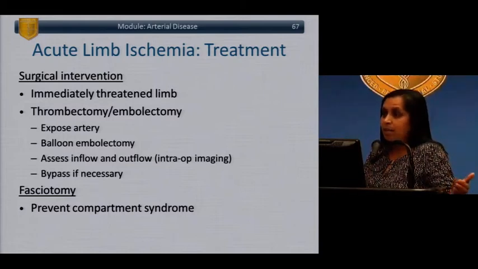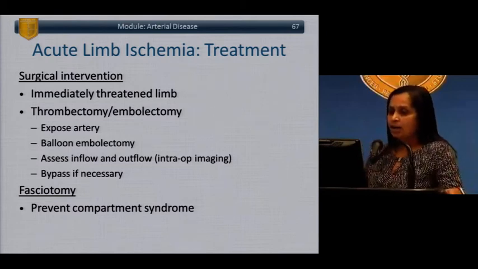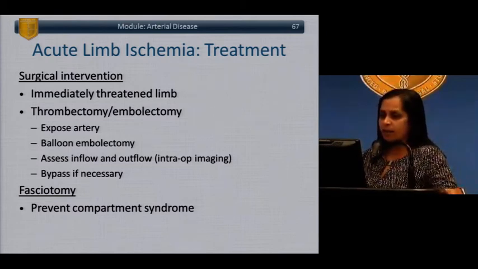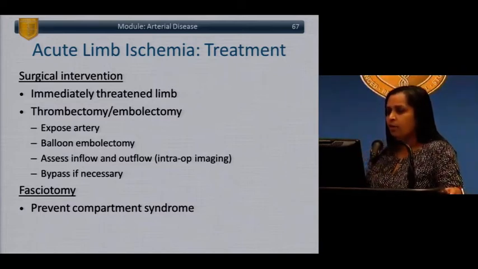If someone has an immediately threatened limb, that's probably one of the most important things to diagnose. Then thrombectomy and embolectomy is the treatment of choice. You want to expose the artery. Typically, we start at the femoral level. It's the easiest exposure. Do a balloon embolectomy and then assess inflow and outflow.